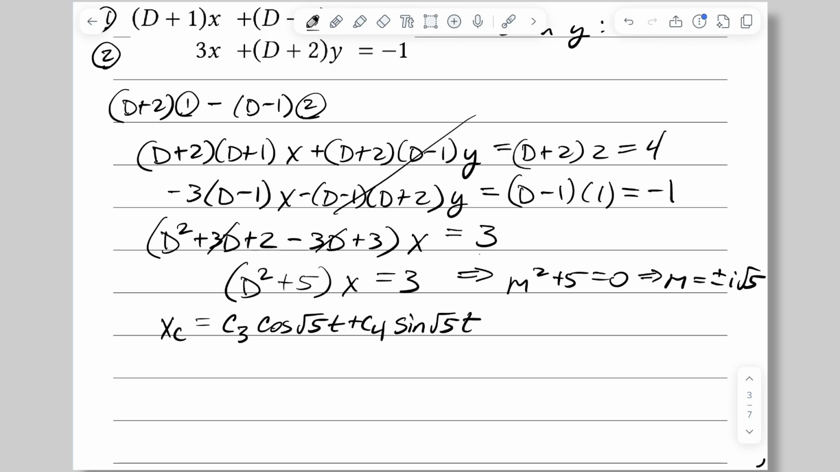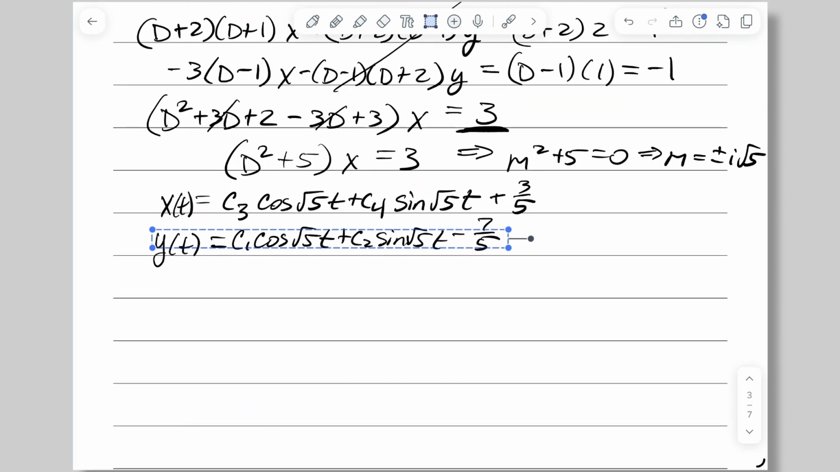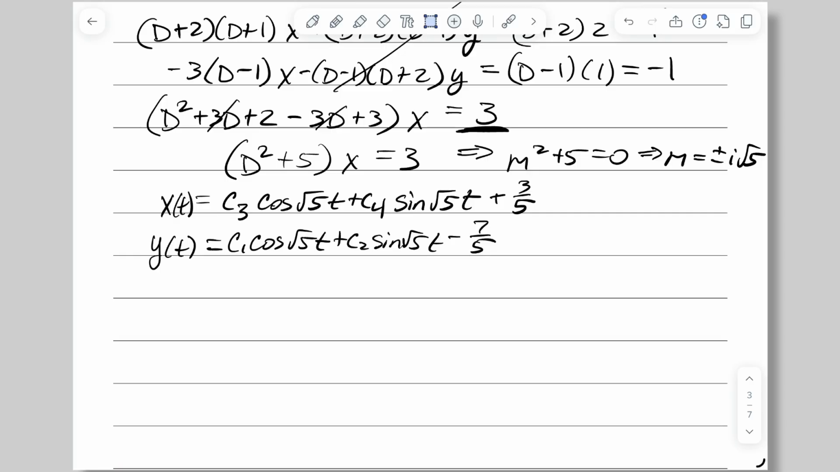You've already seen how to handle the particular solution because of the non-homogeneous equation. So instead of finding x sub c, I'll just tell you x of t, you can confirm this, has the constant 3/5. Okay, great. Now we've got two solutions. I'll just reproduce this one down here. And we may think, hey, everything's fine.